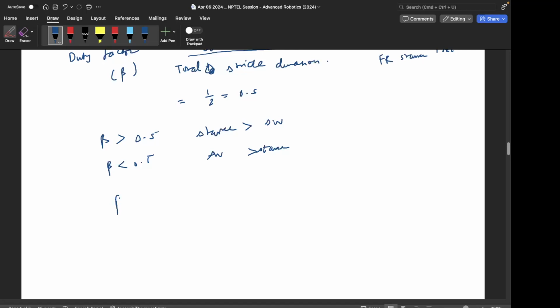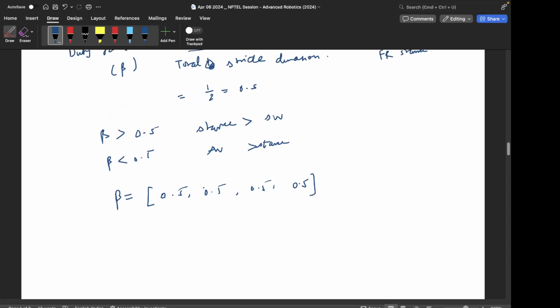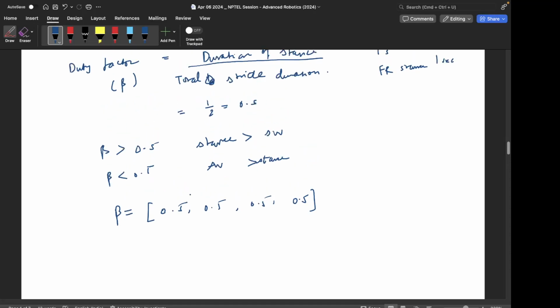I can have the duty factor, I can have 0.5 for all legs, right? So 0.5 means that the legs are in air and on ground for equal time. I can also keep it 0.6, which means that they are in air for a shorter time, and if I decrease it to 0.4, 0.3, it means that it is in air for longer time, right? So this will affect our speed again.